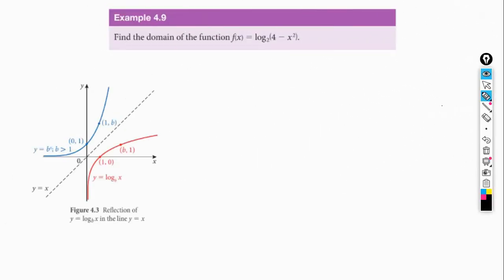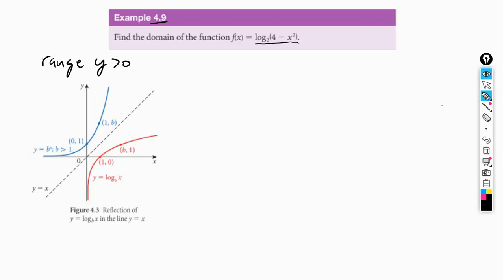So let's continue with example 4.9. It says, find the domain of the function f of x equals log base 2 of 4 minus x squared. Now before we do this, let's go back to figure 4.3 and recall that the logarithmic function is the inverse of the exponential function. So remember that for exponential functions, the range is y greater than 0. So the range is always positive.